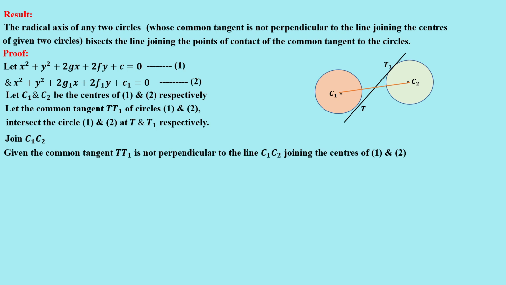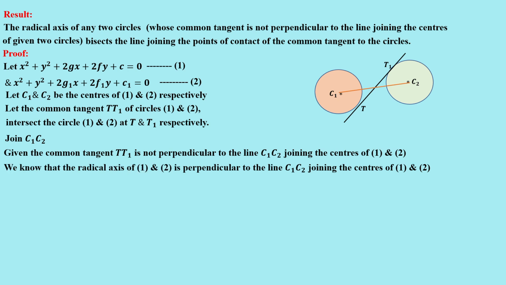Given that the common tangent tt1 is not perpendicular to the line c1c2 joining the centers of 1 and 2, we know that the radical axis of 1 and 2 is perpendicular to the line c1c2 joining the centers of 1 and 2. So this is the radical axis.